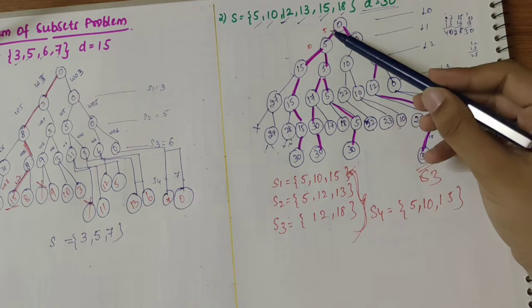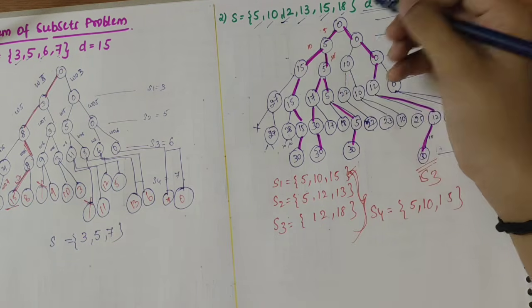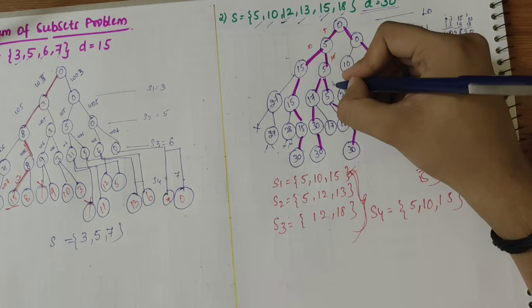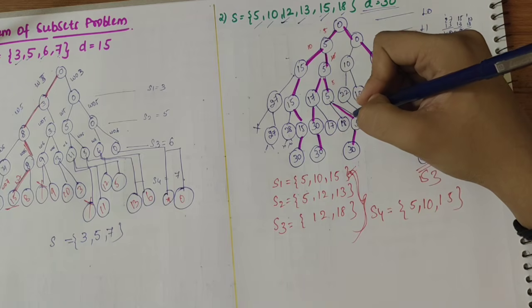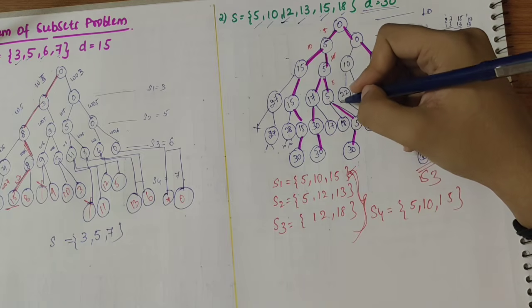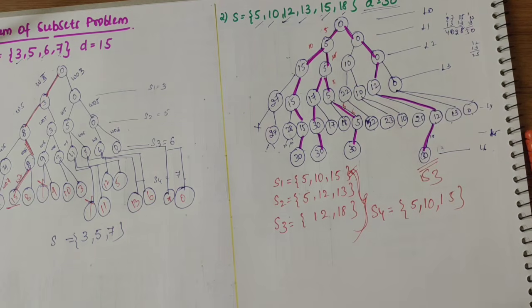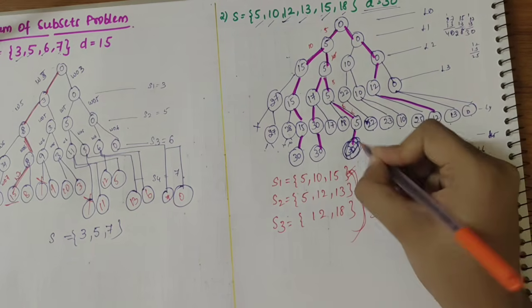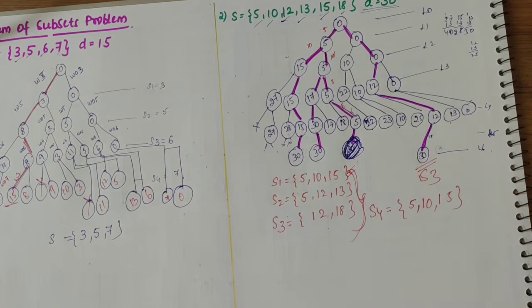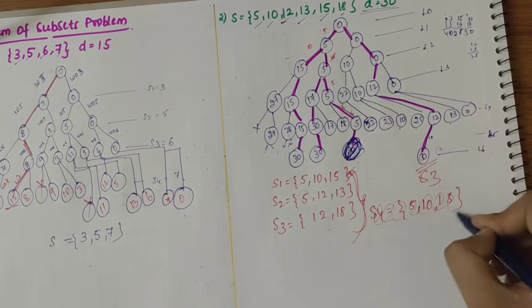So this is repetition. 5 without 10, 5, again 5, and 5 and 15. Here it will be 20. Sorry, this is not, we need not consider this. Okay, so we'll have 3 solutions here, not 4 solutions.